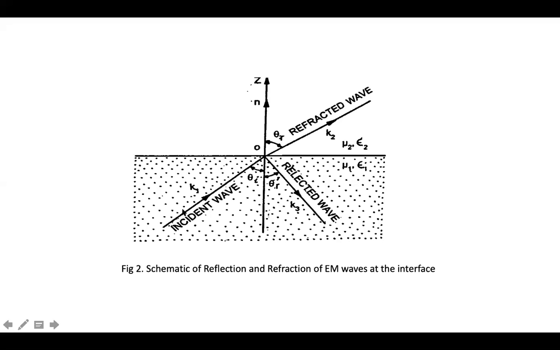They are different. So when light is passing from this medium to the interface, you can see a part of this light is being reflected into the medium, and a part of it is being refracted. So this is our basic reference figure which we are going to use to derive the rest of this. This is just a schematic showing reflection and refraction of electromagnetic waves at the interface.